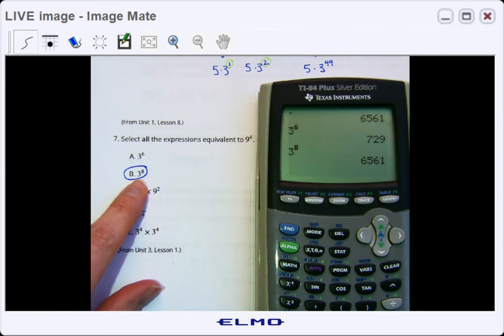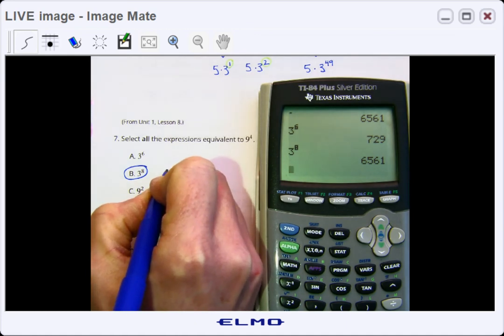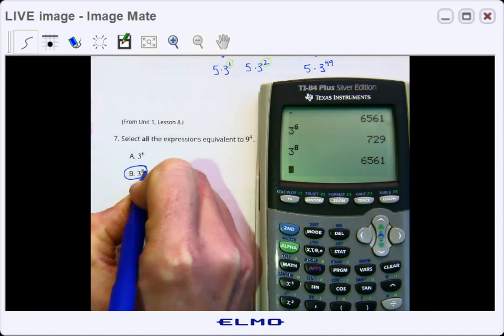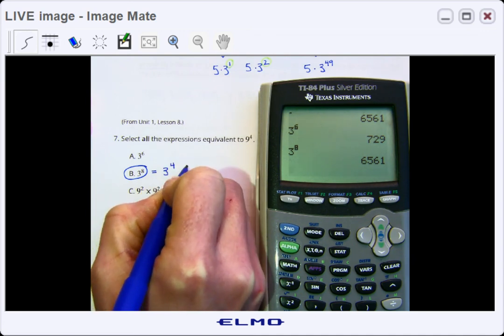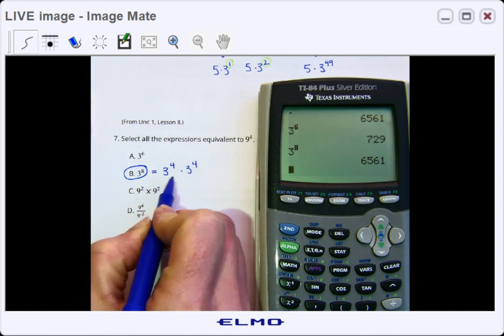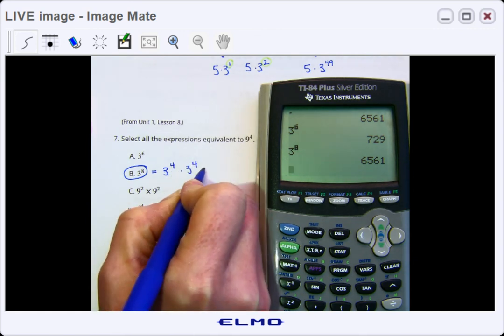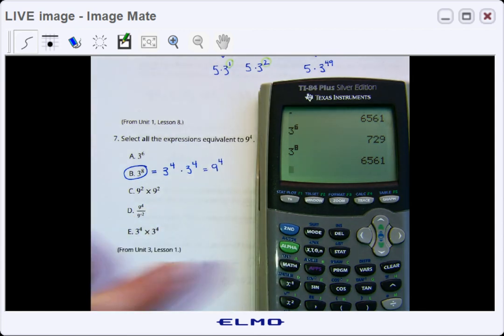So I think about 3 to the 8th versus 9 to the 4th. There was this little exponent property that you learned earlier in the last unit, and this will be equal to 3 to the 4th times 3 to the 4th. And when the exponents are the same, you can multiply the bases. So there's a little proof for that. But the calculator also shows us the equality.